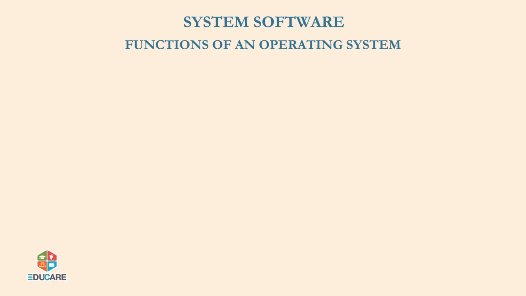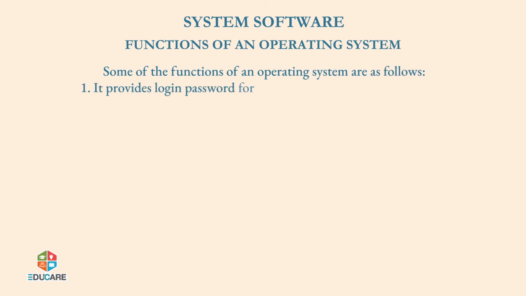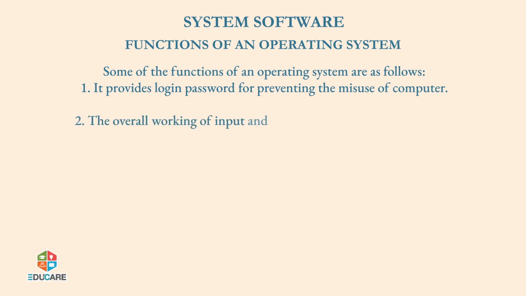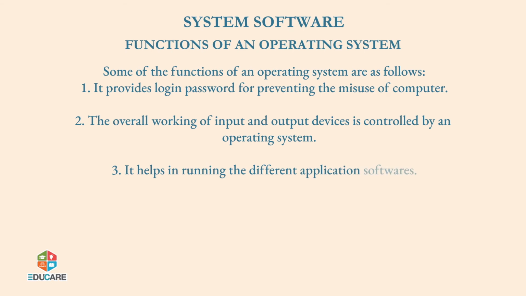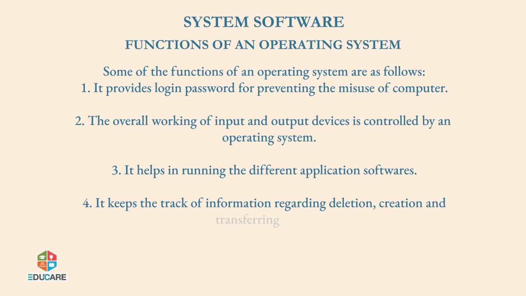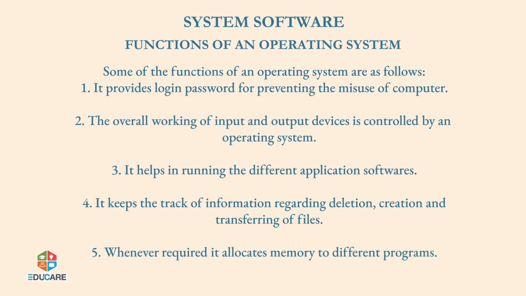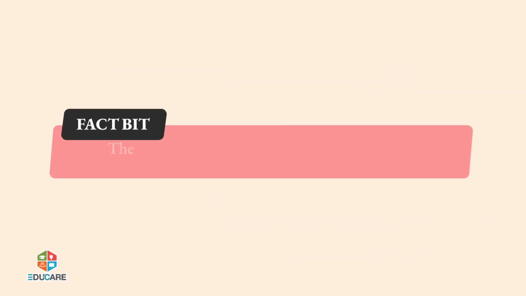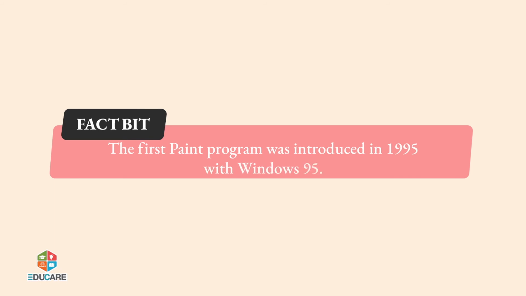Functions of an operating system. Some of the functions of an operating system are as follows. It provides login password for preventing the misuse of computer. The overall working of input and output devices is controlled by an operating system. It helps in running the different application softwares. It keeps the track of information regarding deletion, creation, and transferring of files. Whenever required, it allocates memory to different programs. Factbit. Operating system is a part of system software.